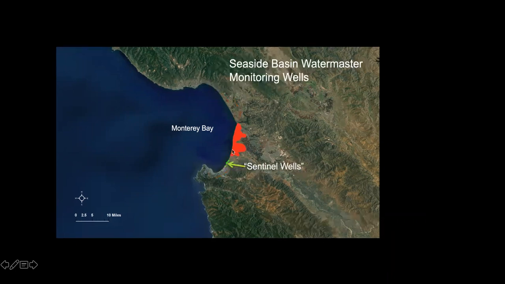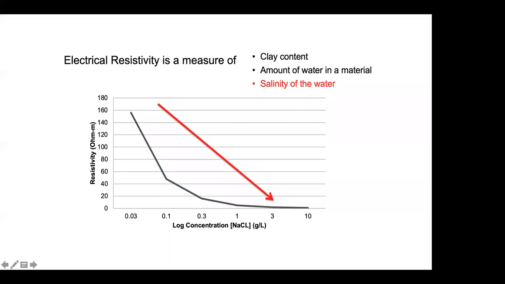There was an investment made in putting in sentinel wells along the southern part of the coast, sentinel being on the lookout for saltwater. And what they were measuring in these sentinel wells, or continue to measure, is electrical resistivity. So electrical resistivity of an area depends upon the clay content, the amount of water in the material, and the salinity of the water. And so the interest is using electrical resistivity changes to monitor changes in salinity. As the concentration of NaCl or any salt goes up, the resistivity drops.